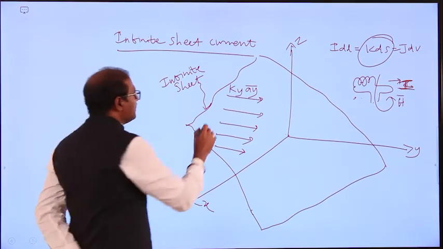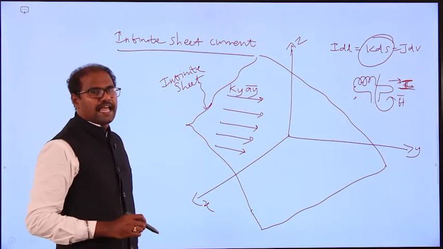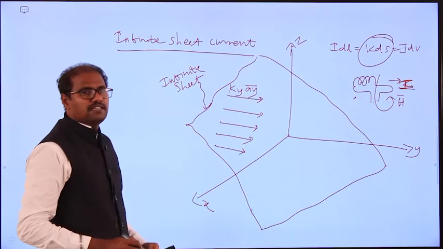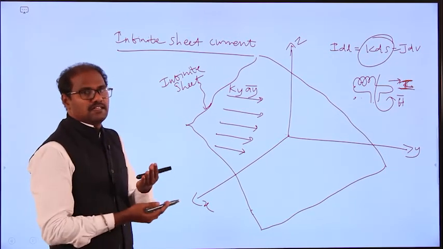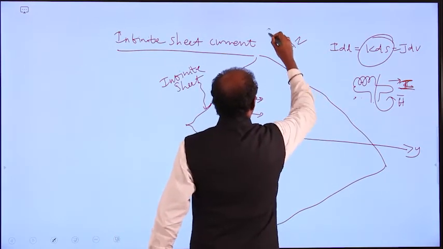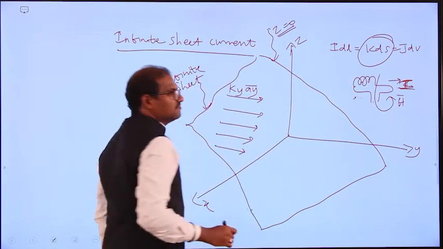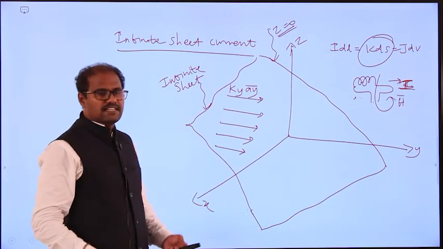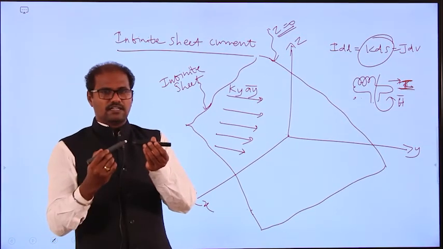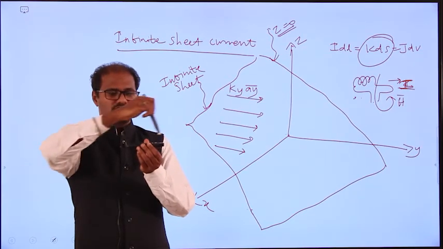Now we are going to keep this infinite sheet in the XY plane, that is, Z equal to 0. Just imagine this is the XY plane, this is the Z axis, this is X and this is Y.